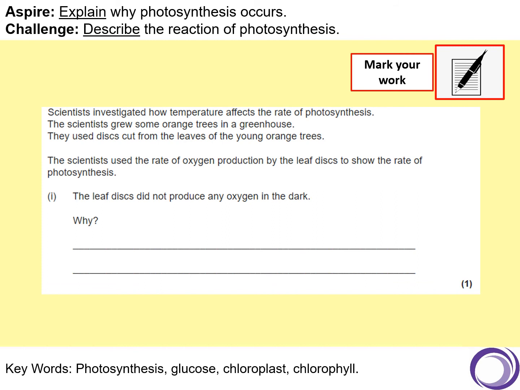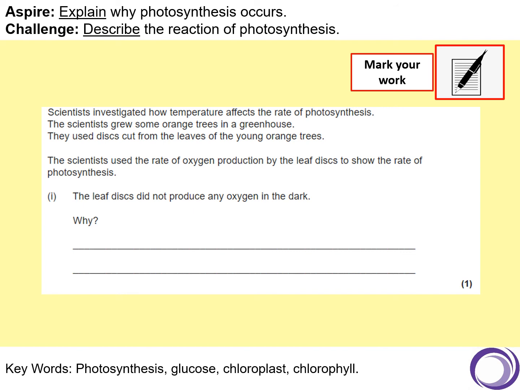Okay, so an exam question now, guys. So you're going to need to write this down on your sheets of paper. A scientist investigated how temperature affects the rate of photosynthesis. The scientist grew some orange trees in a greenhouse. They used discs cut out from the leaves of the young orange trees. The scientists used the rate of oxygen production by the leaf discs to show the rate of photosynthesis. The leaf discs did not produce any oxygen in the dark. Why? Okay, so it's a 1 mark question.